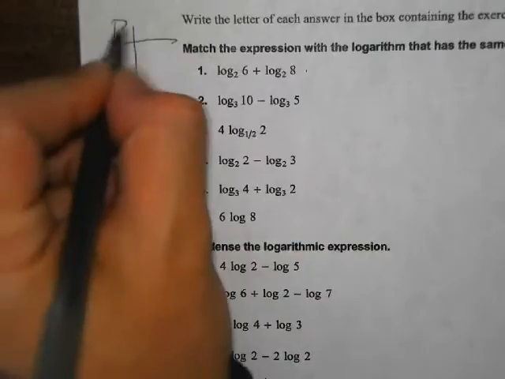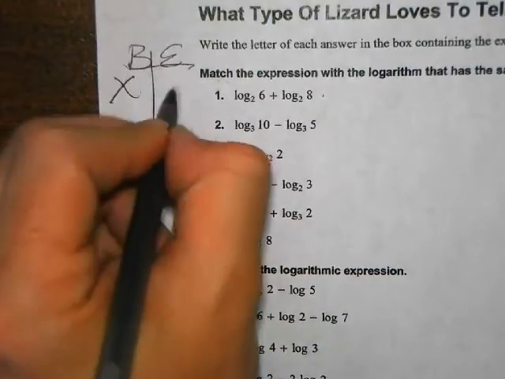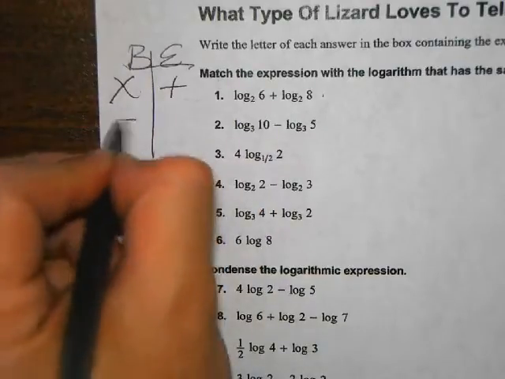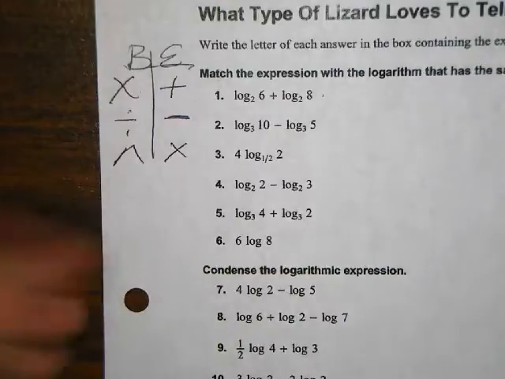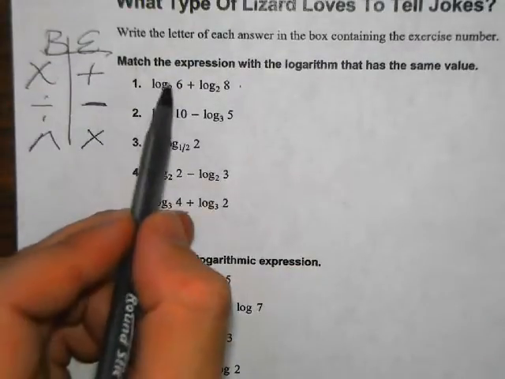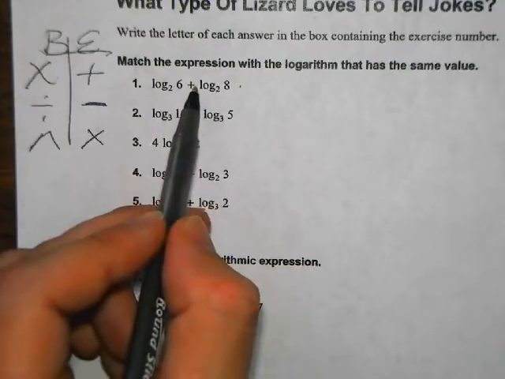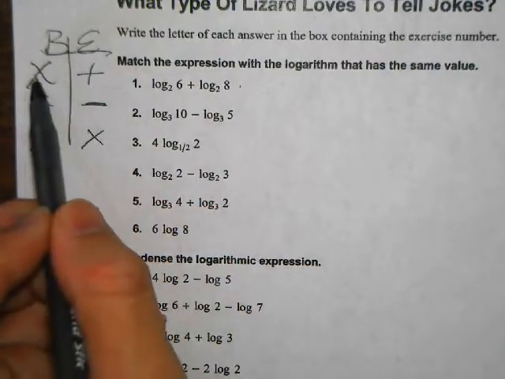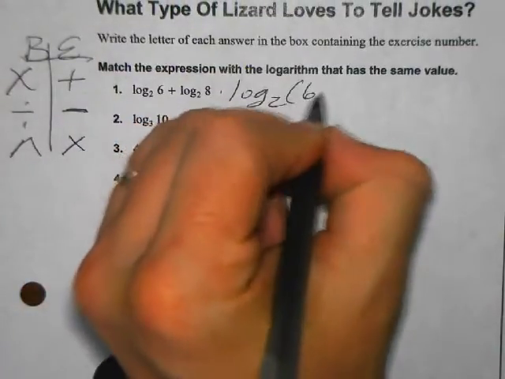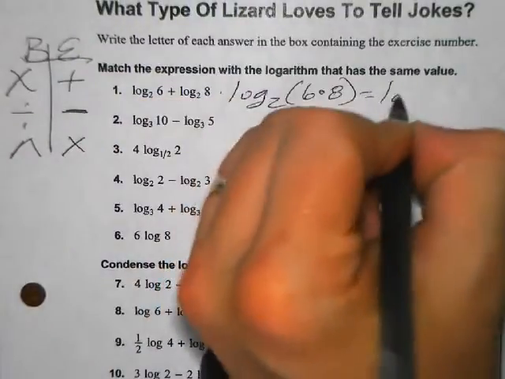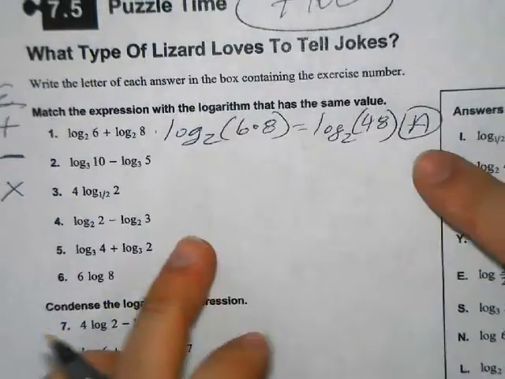If our base is being multiplied, then we can add the exponents. If our base is being divided, we can subtract, and if we're raising a power to a power, we can multiply. So if we see exponents that are added, that means that the bases have to be multiplied. So this simplifies to log base 2 of 6 times 8, and that's log base 2 of 48. This matches with letter A.